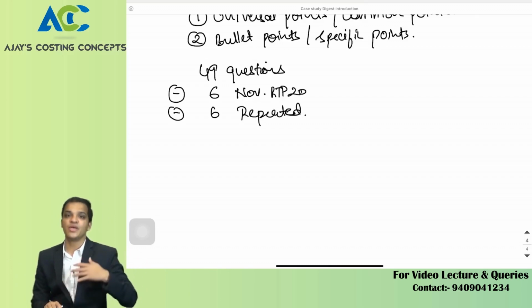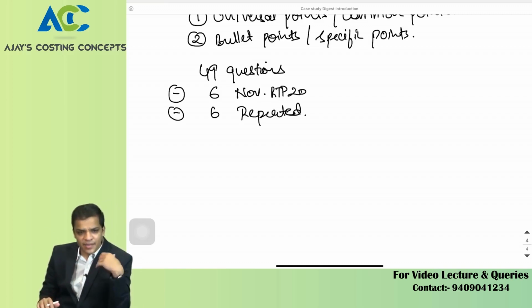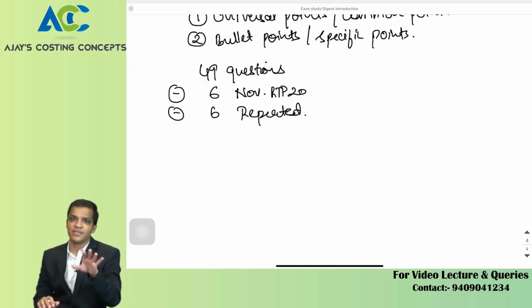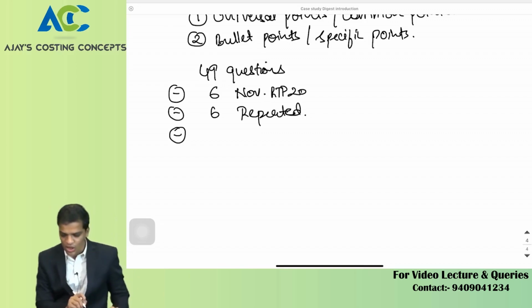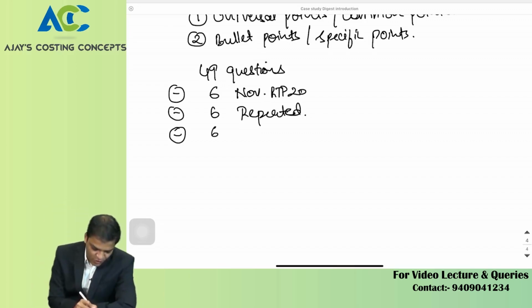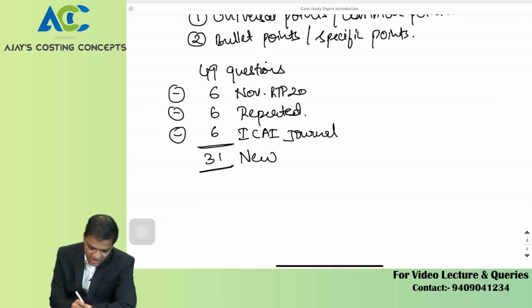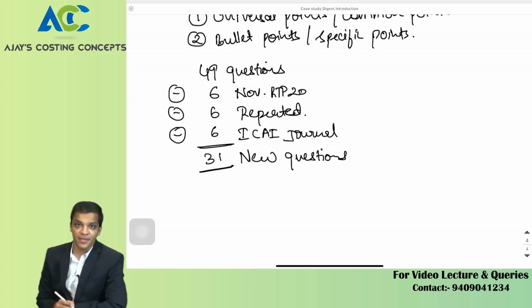As in our classes we have gone through the ICAI material and those questions, the same questions are repeated over here. They might have different terminologies or different company names, but the expectation, the requirement, the question asked, what you are supposed to answer is all the same. These 6 are the same. And further, 6 questions are from the ICAI journal, which we have again discussed, right. So basically there are 18 questions, and there are 31 new questions which are required to be done, right.